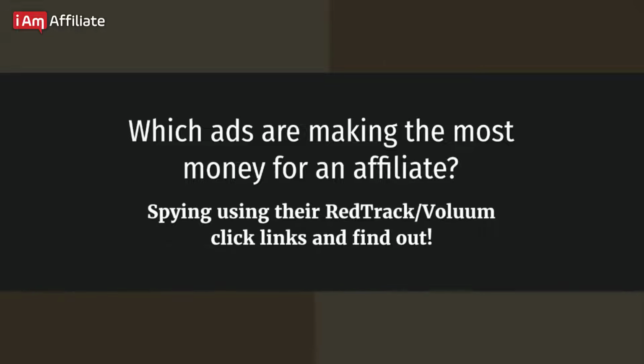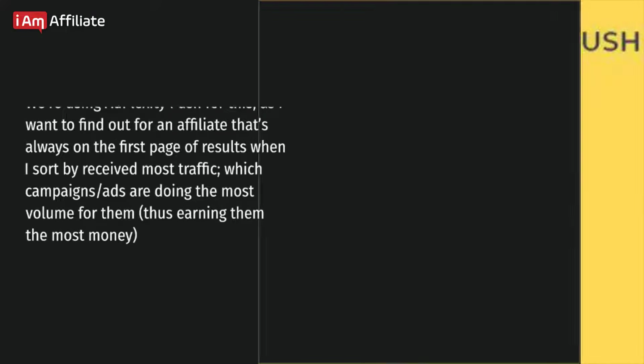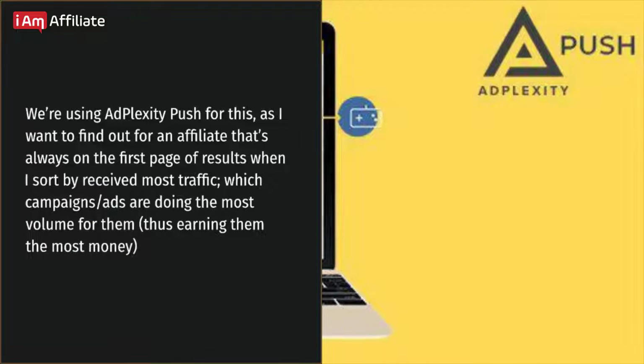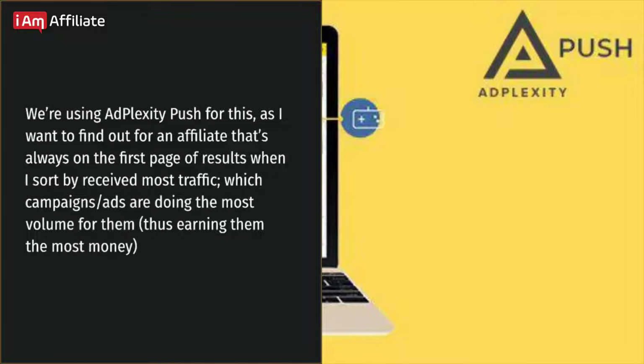Which ads are making the most money for an affiliate? Spying using their RedTrack/Volume click links and find out. We're using Adplexity push for this, as I want to find out, for an affiliate that's always on the first page of results when I sort by received most traffic, which campaigns/ads are doing the most volume for them, thus earning them the most money.